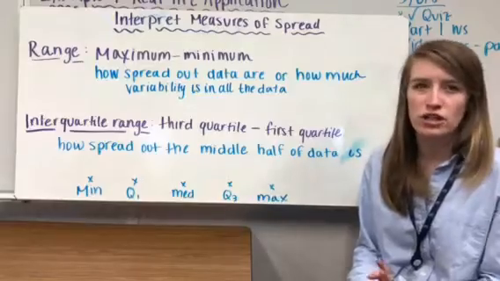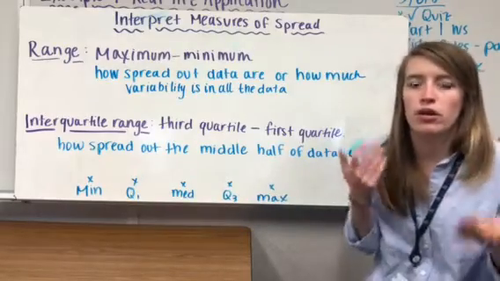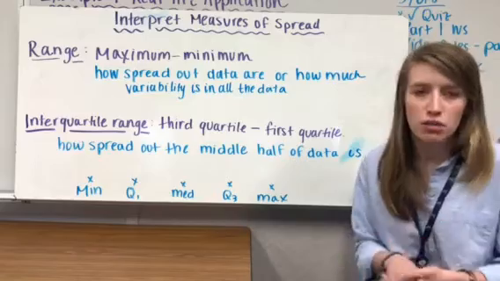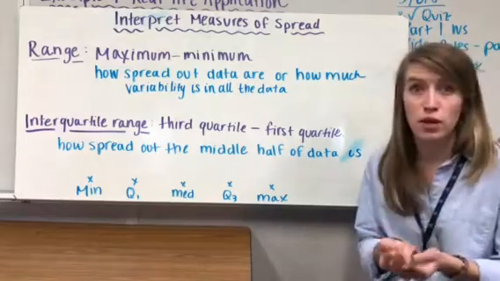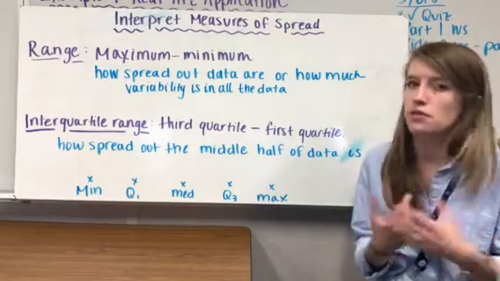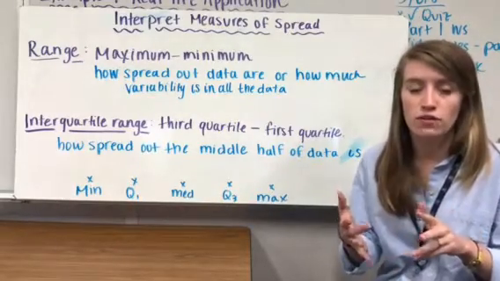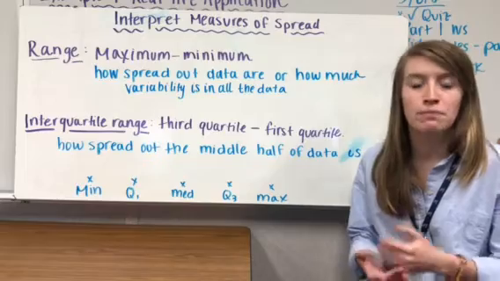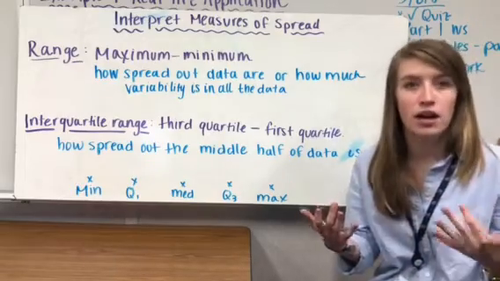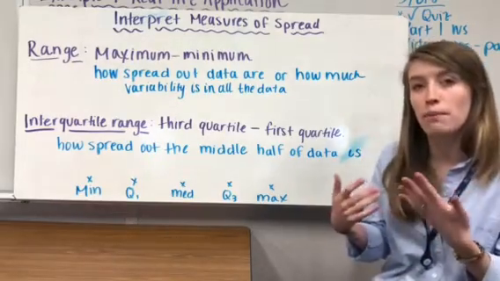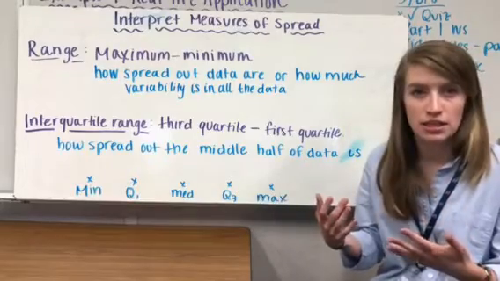Today we're just doing a short video that has to do with how we interpret our measures of spread. Our measures of spread, or our measures of variation, which is a synonym for that word, would be the range and the interquartile range. Both of these are answers to the question, how spread out is my data, and also how much variability is in my data.